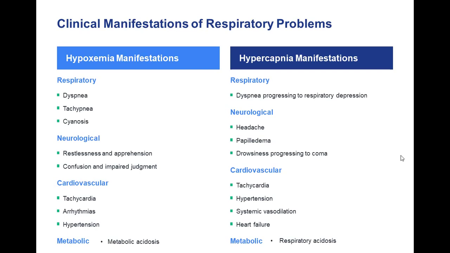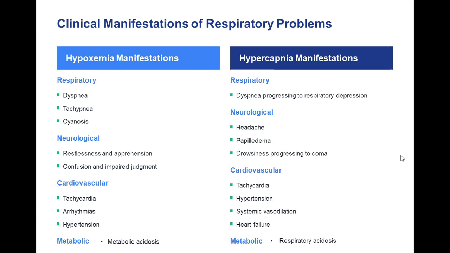The cardiovascular system also reacts. Tachycardia and hypotension occur as the heart tries to pump oxygenated blood more rapidly. Finally, the metabolic environment shifts, potentially leading to metabolic acidosis due to anaerobic metabolism.